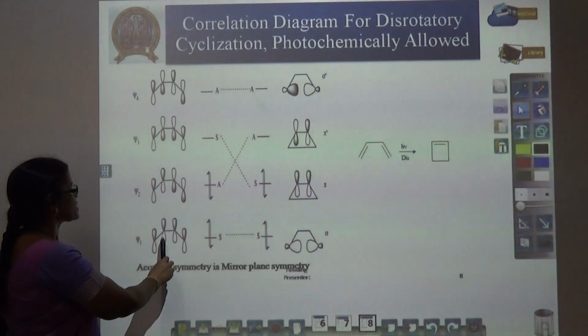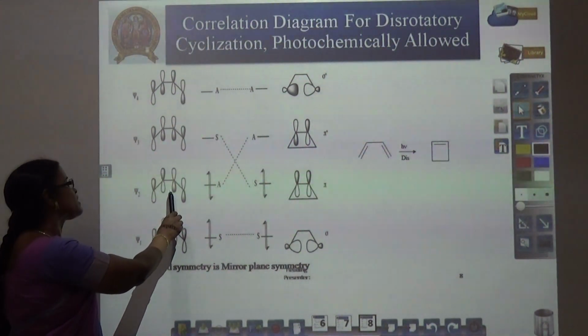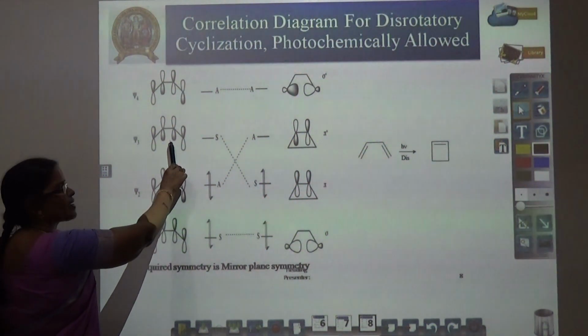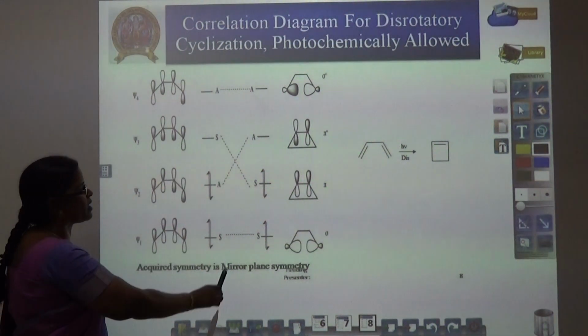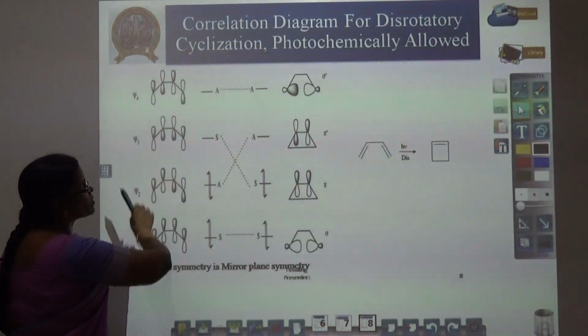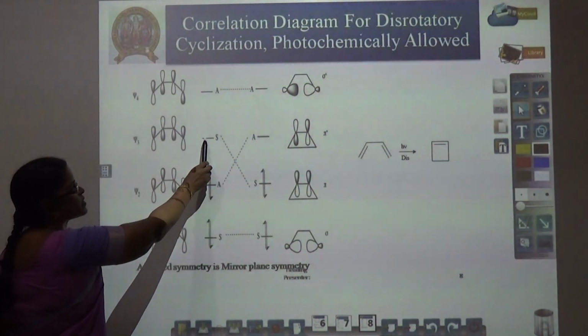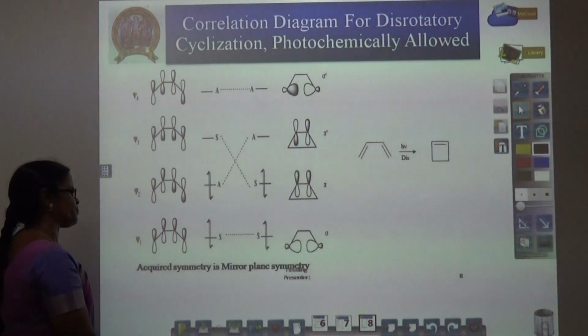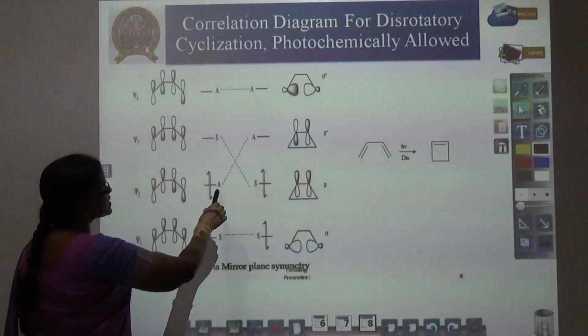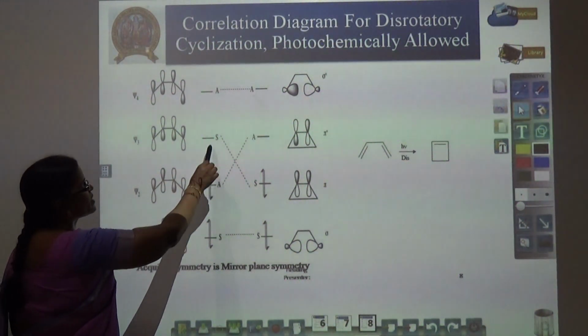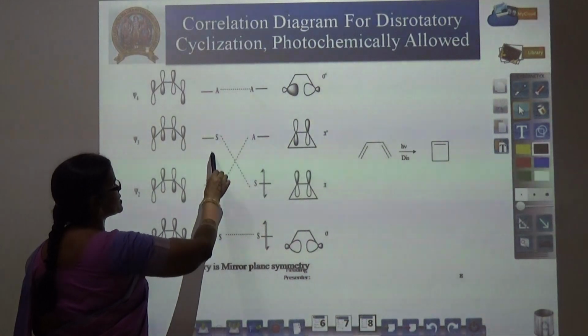Now see, psi 1 and psi 2 are ground state orbitals. Psi 3 is the excited state orbital. Here one of the electrons goes to the excited state. Here 2 electrons have been given; actually 1 electron goes to the excited state. Now this first excited state correlates with the ground state of the product and reactant.